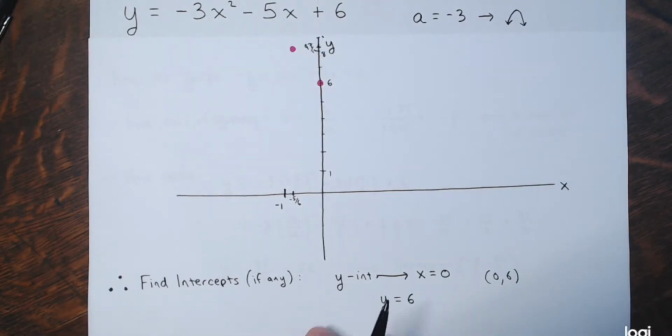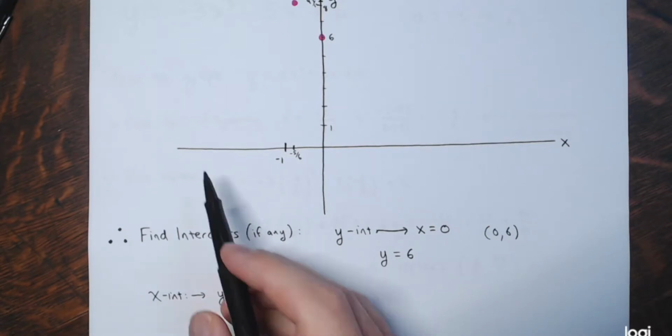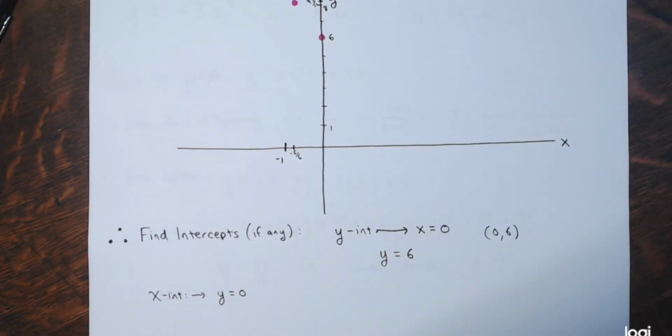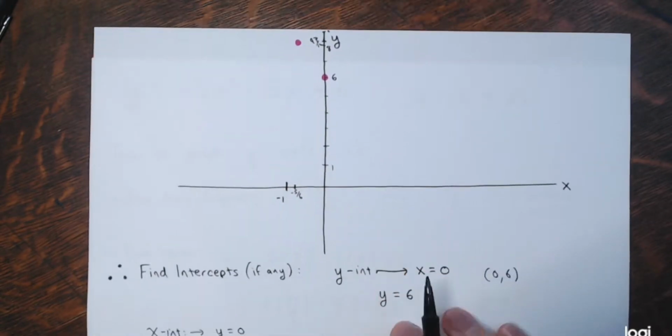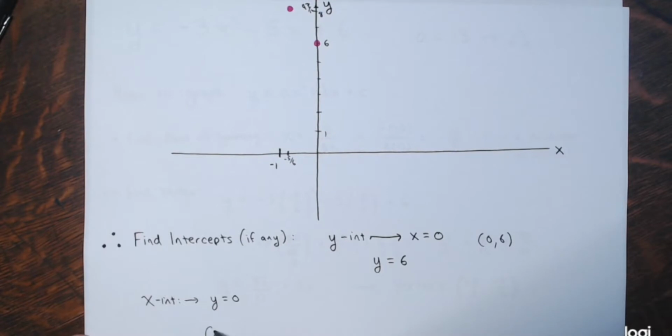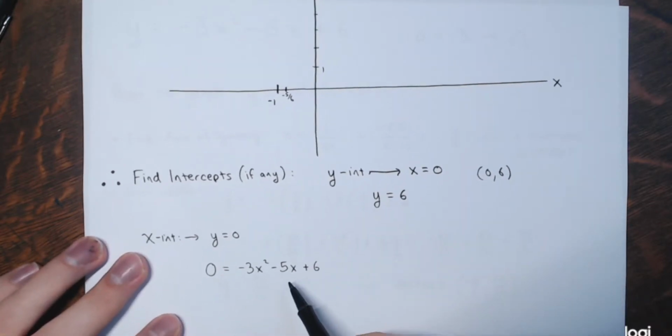Now for the x-intercepts. You let y be 0. Remember, if you're on the x-axis, the y-coordinate is 0. So that gives me a quadratic equation to solve. We have 0 equals negative 3x squared minus 5x plus 6. And I'm going to try solving this equation. Now I can use the quadratic formula.